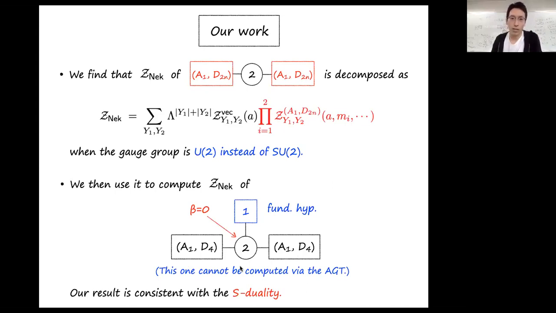So the goal of my talk today is to explain these two statements: the decomposition of the result of the generalized AGT, and also using that result, we want to compute the partition function of this. That's what I want to talk about today, okay? So maybe this is the motivation and summary of our work.